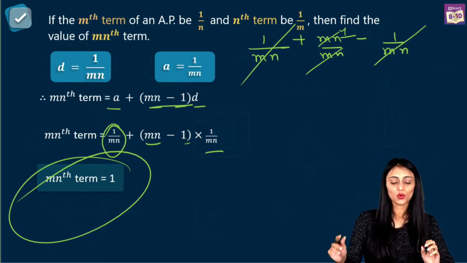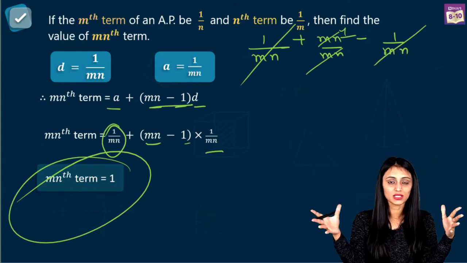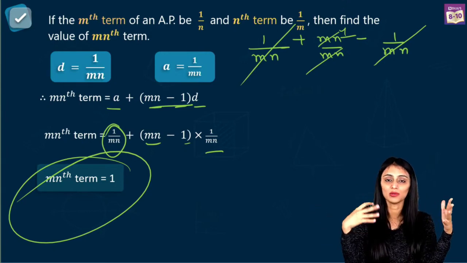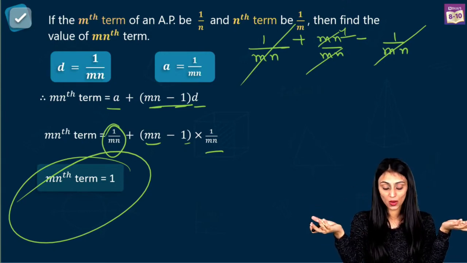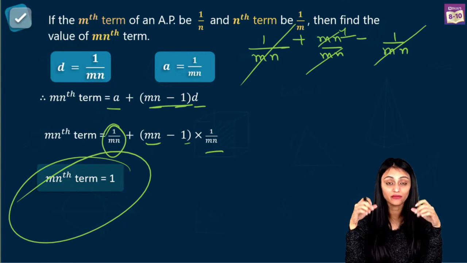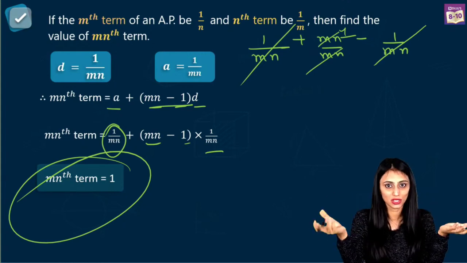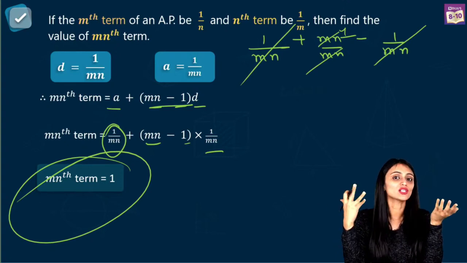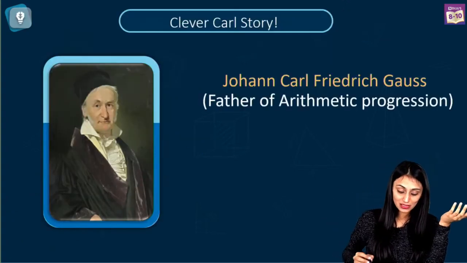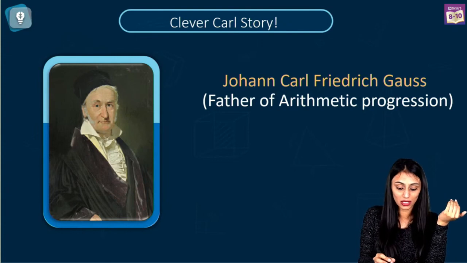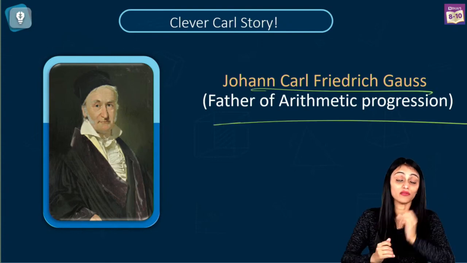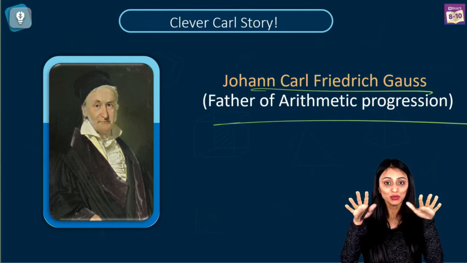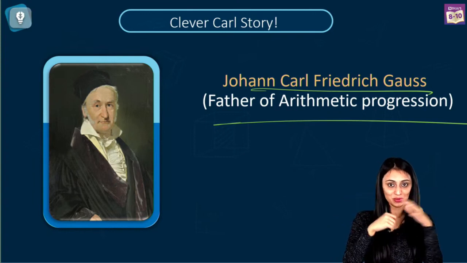All right. So we saw that whenever we have a sequence, a pattern, we are able to find out any term. Why are we able to do it? Because we have arithmetic progression, a very interesting concept. But have you ever thought where this actually came from? Who actually invented it? Basically, this was invented by Carl Friedrich Gauss. He is the father of arithmetic progression. And there is a very interesting story behind this.